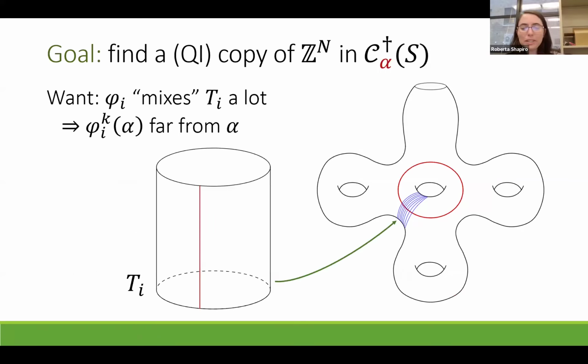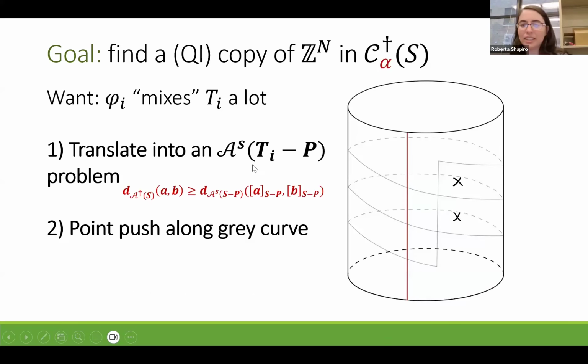But what does it mean to mix an annulus a bunch? What does it mean to really deform an annulus? How do we even get bounds for an annulus because it's such a simple subsurface? So here's the main idea.